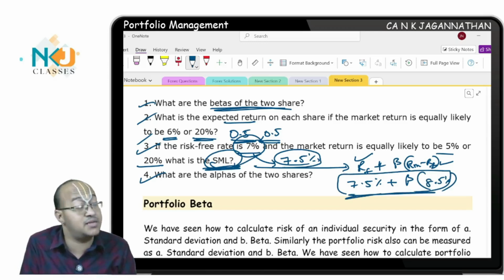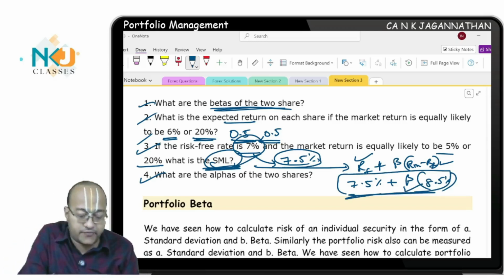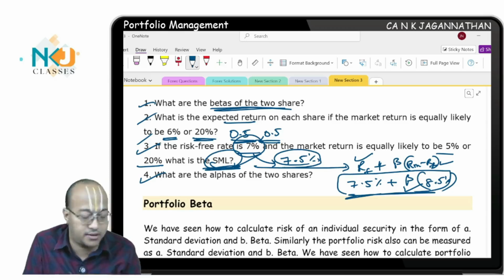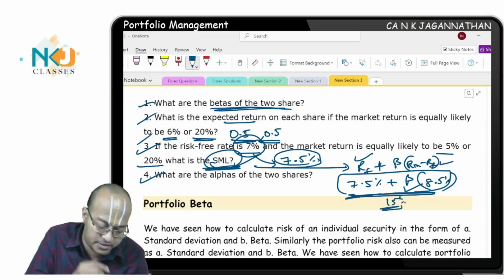If they ask for SML return, or if they ask for Ke, the required rate of return, then you should not simply write beta. After finding out beta, you should replace it and find the exact number, 15%, 16%, some number. You should replace it, correct?